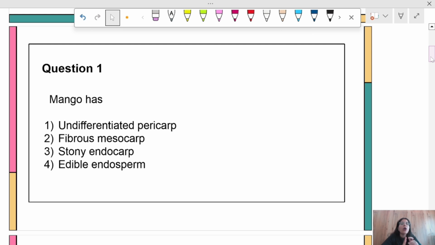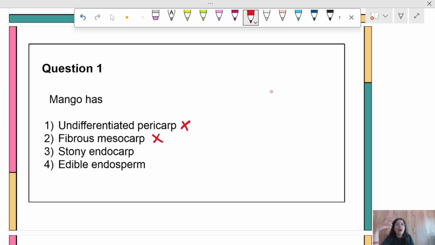So what do you think? What does mango have, right? Does it have undifferentiated pericarp? No. What's the meaning of pericarp? Pericarp means fruit wall. And here the fruit wall is divided into 3 different layers, right? Which we have discussed in the previous video also. Okay. Does it have fibrous mesocarp? No. It has fleshy mesocarp, which is edible as well.